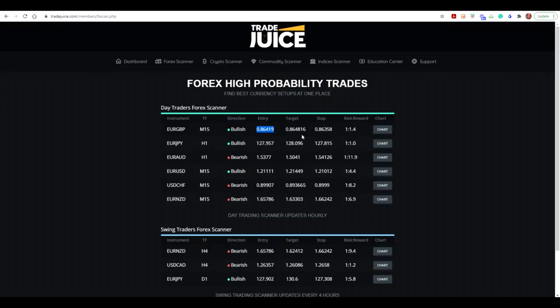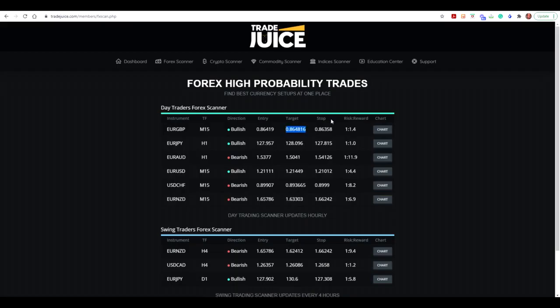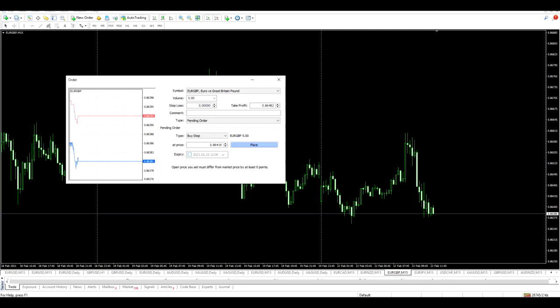And next, I'm going to set my target. That's just a copy paste situation here. I put that into my take profit area. And then I'm going to do the same with my stop loss. So here we go, and there's my stop.